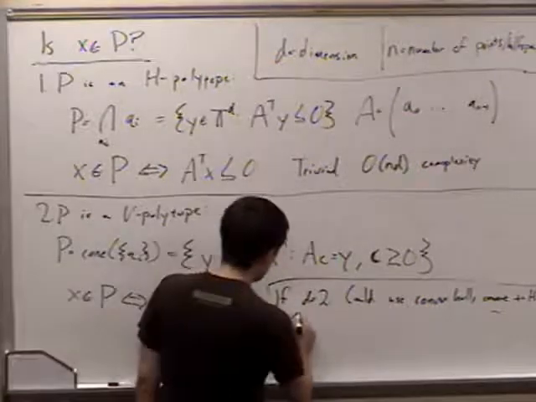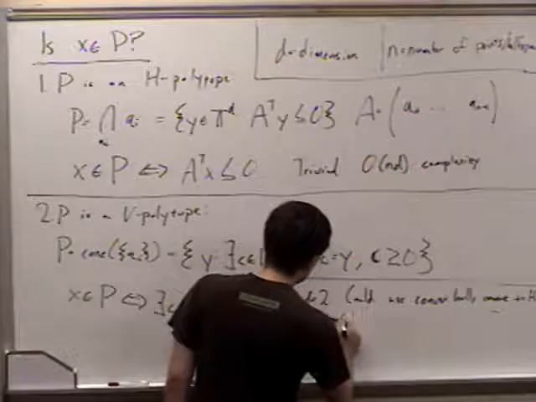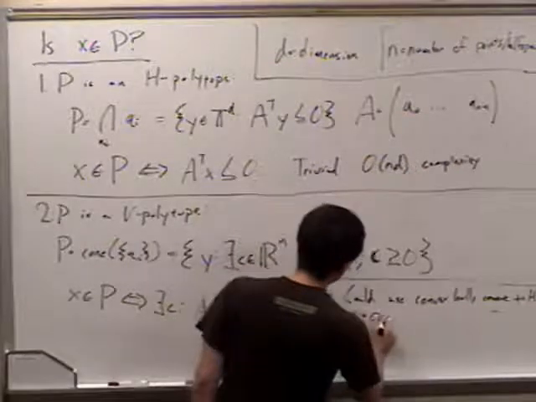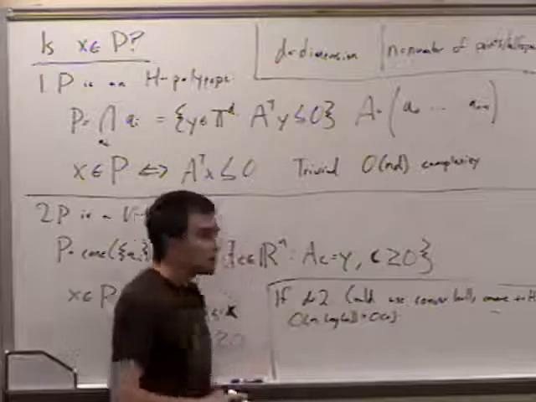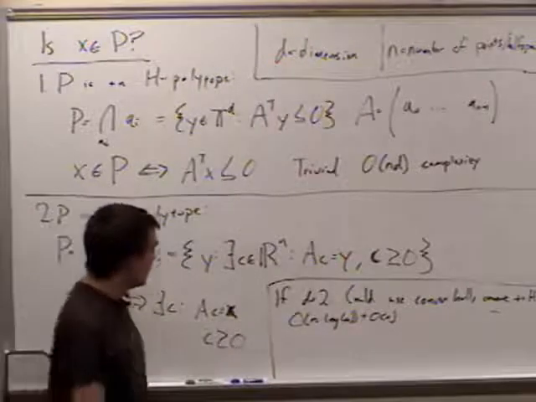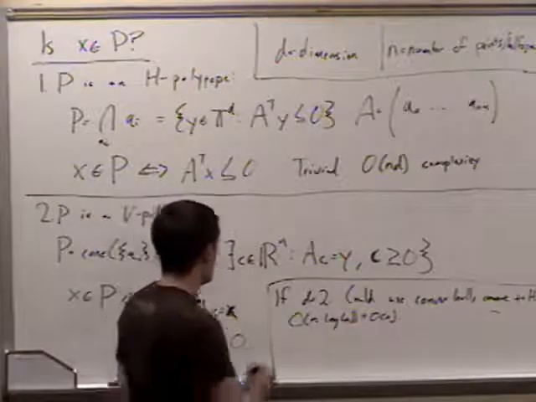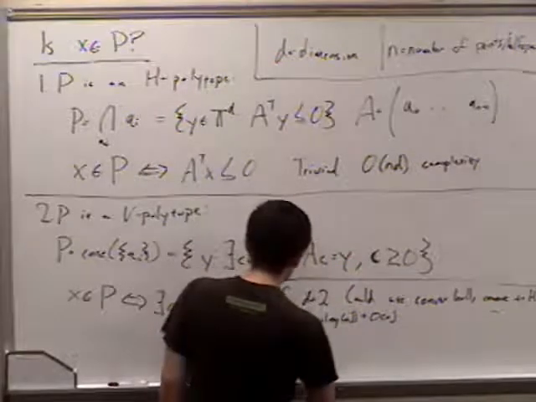And this would take order n log n, and then testing it would be plus an order n, which we can neglect. So that's no big deal. We haven't seen it, but it turns out the same is possible for d equals 3.